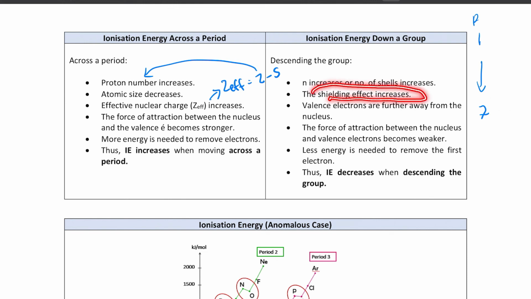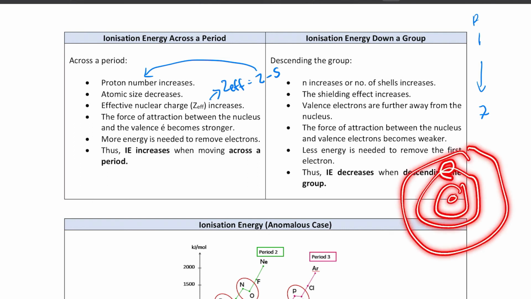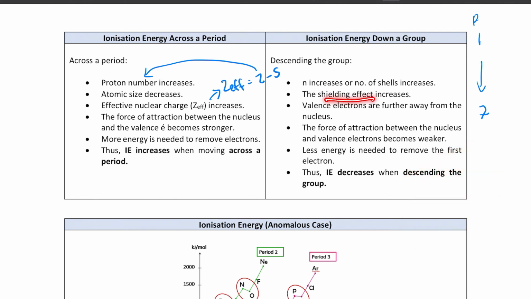So bila shell meningkat, that means the shielding effect increases. Okay, because this number of shell yang meningkat ni bukan sekadar shell yang meningkat, tapi shell is occupied by the elektron meningkat. So bila banyak elektron, banyaklah berlaku repulsion. Okay, so shielding effect meningkat lah. Bila shielding effect meningkat, valence electrons are further away from the nucleus because the electrons are pushing each other. Dia tolak satu sama lain tu. Valence electron tu makin jauh dari nucleus. So bila makin jauh daripada nukleus, kita dah boleh dapat bayangkan dah, oh, attraction antara nukleus and the valence electron becomes weaker lah. So bila weak, that means easier for us to remove this valence electron.